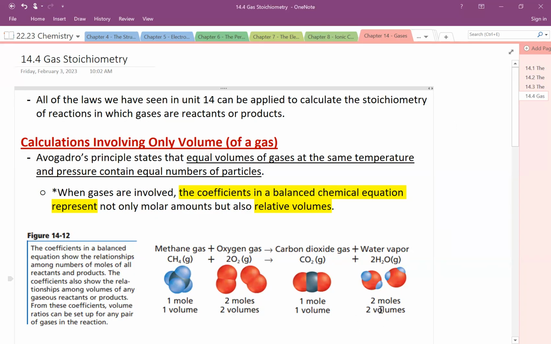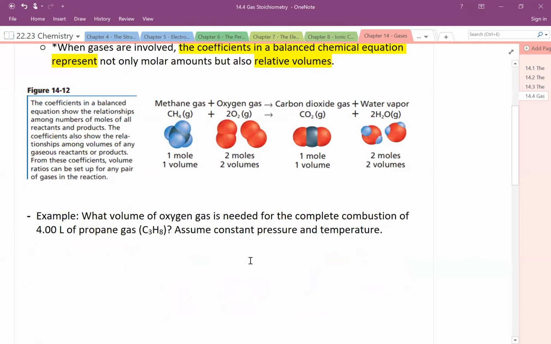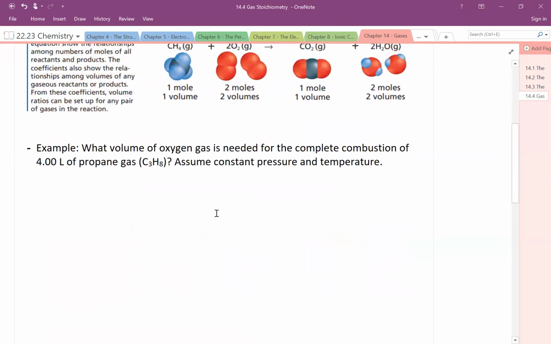Notice that I didn't say specifically this had to be in liters or gallons or anything. In fact, it is not specific to a unit of volume. You can use any unit of volume you want for these types of calculations. And this, again, makes our lives easier than they would otherwise be. So let's look at an example.